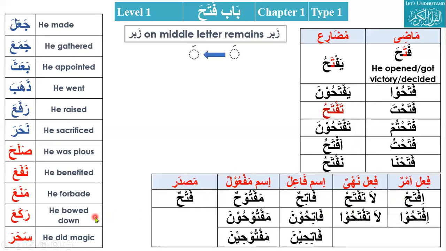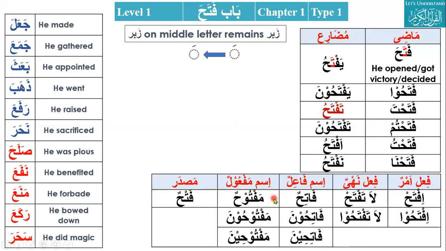Next word is raka'a. Raka'a, he bowed down, from ruku'. Let's do the TPA for raka'a. Hasan, can you do it, or should we do it together? Okay, let's do it together. Raka'a, raka'u, raka'ta, raka'tum, raka'tu, raka'na, yarka'u, yarka'una, tarka'u, tarka'una, arka'u, narka'u, irka', la tarka', irka'u, la tarka'u, raki', raki'un, raki'in.